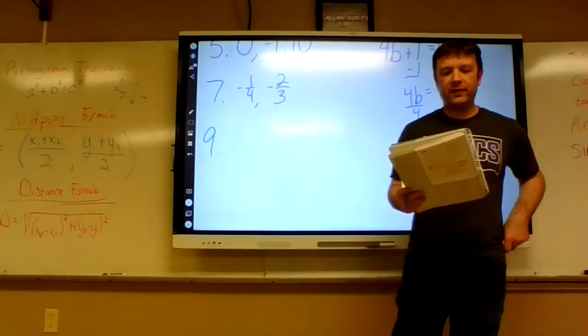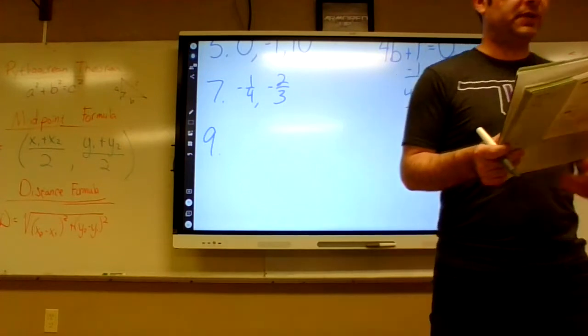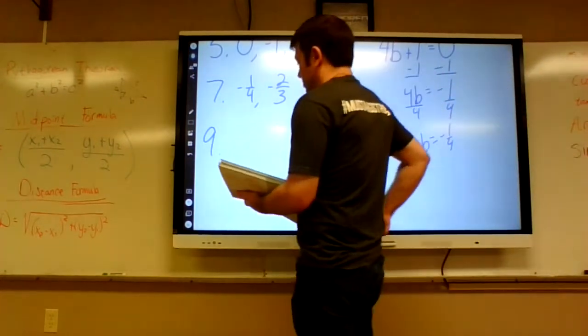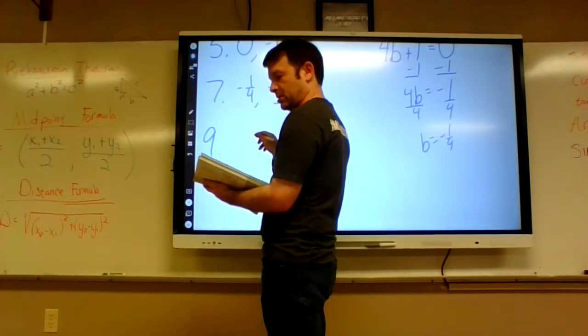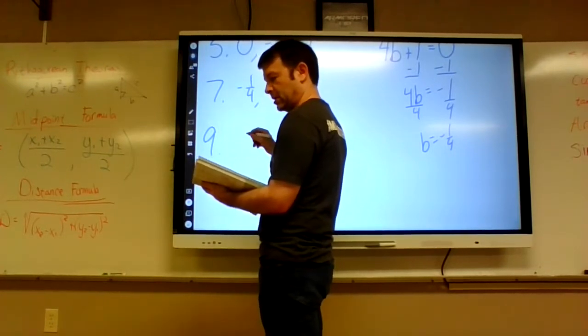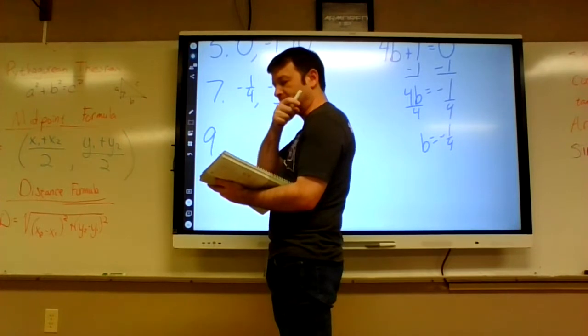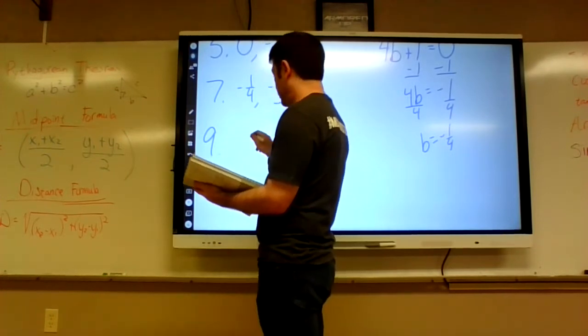Number 9, solve by factoring. Okay, they're going to make us do it ourselves this time. Wait, that's the same exact thing as number 6, the second part. Oh yeah, 6 and 8 are like number 7. Alright, number 9.